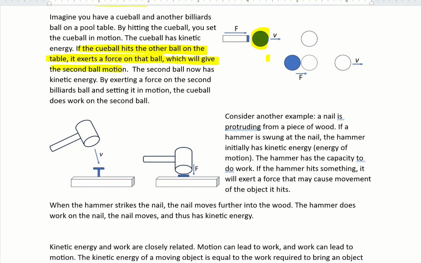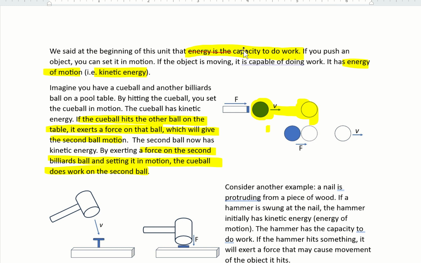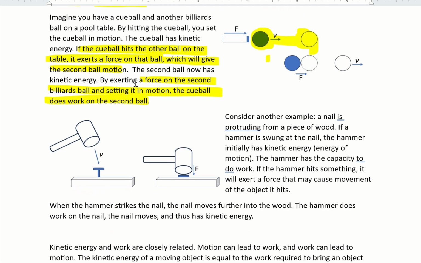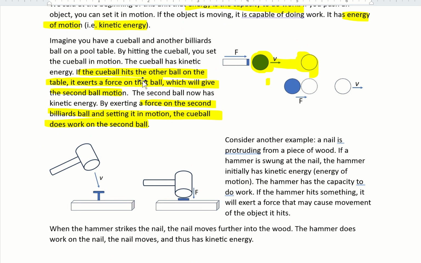Okay, so when this ball is rolling, it can do work on something else. So it's the capacity to do work. So by exerting a force on the second ball, the cue ball does work on the second ball. So energy is the capacity to do work. Kinetic energy is the energy of motion. So if something is moving, then it has the ability to exert a force on something else and potentially cause it to move.